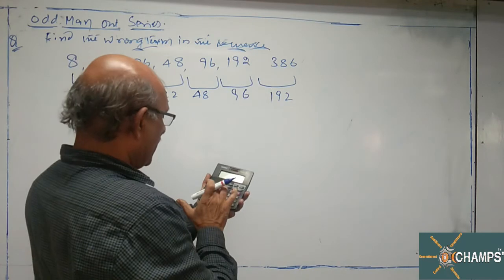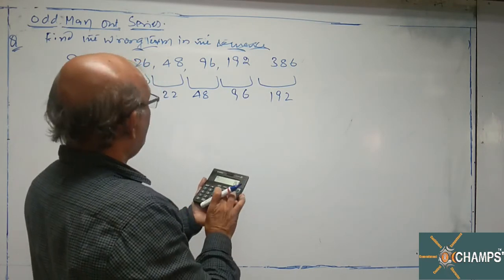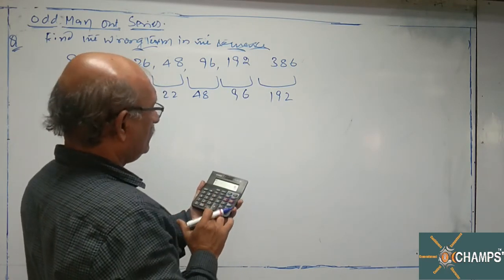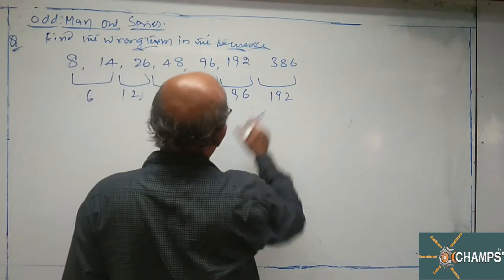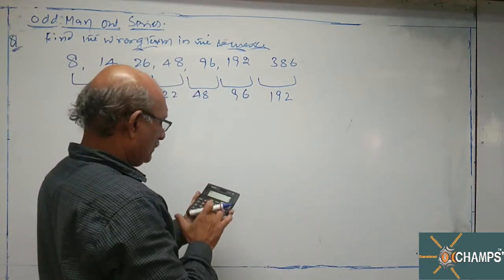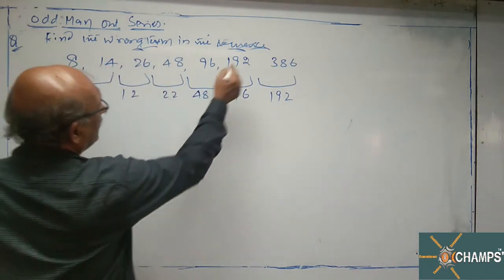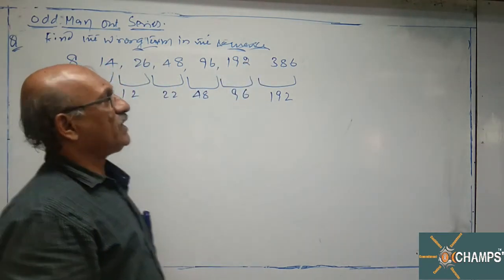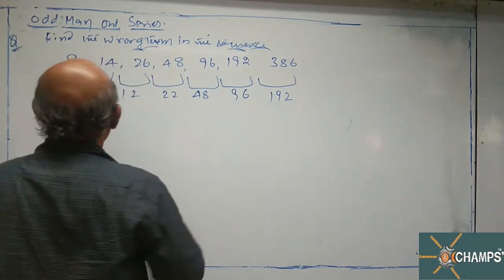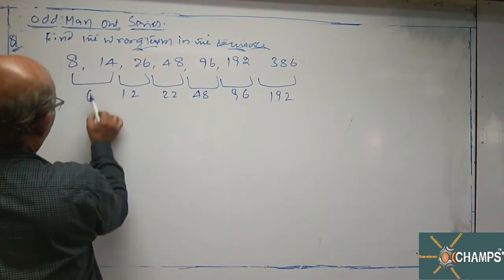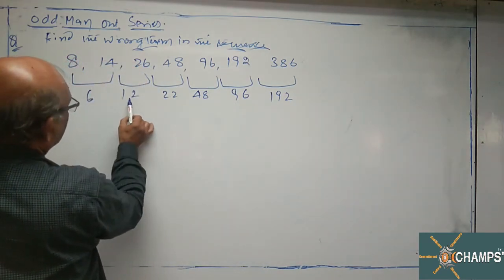Let me check, sir. 192 minus 96, then it is 96, 96 2s are 192. Now look at this. There is a small print mistake in the question. It is 192. Now look at this, sir. Difference is 6. 6 2s are 12.